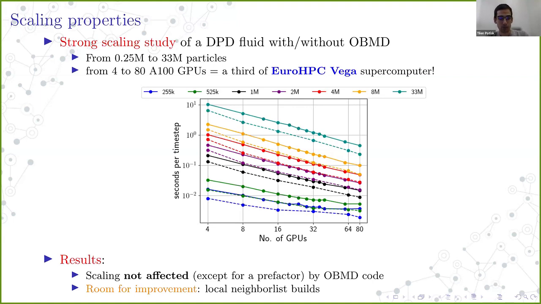And there is, of course, room for improvement. We have already implemented infrequent neighbor list builds, so you don't have to rebuild the neighbor lists if you're not inserting or deleting a particle. And the next thing would be to change how neighbor lists are built, because you don't need to build them throughout the simulation box, you only need these local changes because you're inserting the particles locally.